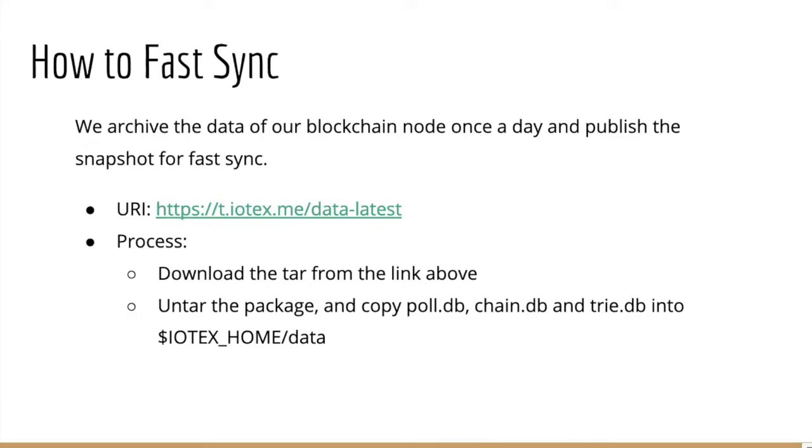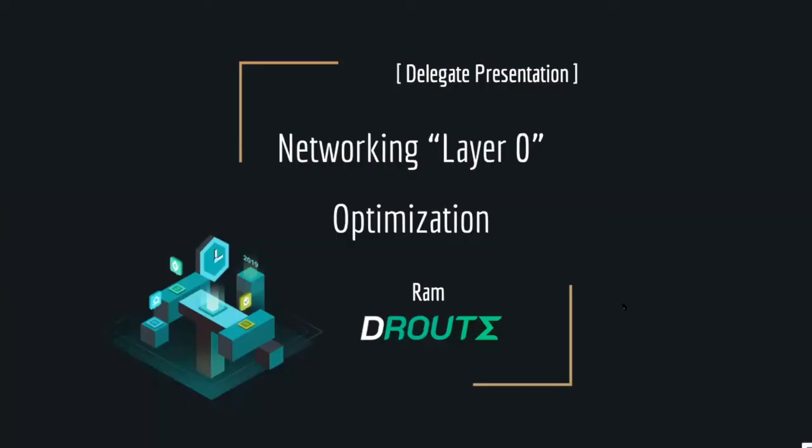So we're going to move on to a presentation by DRoute. DRoute is one of our delegates. They're working on a networking layer 0 for blockchain networks. And they're actually creating a plugin that other delegates can use to test out their proprietary network.